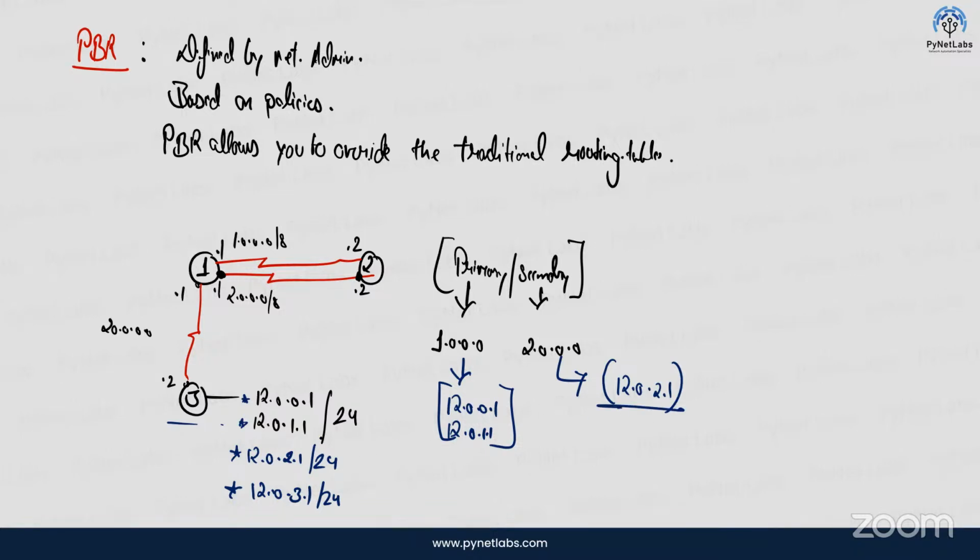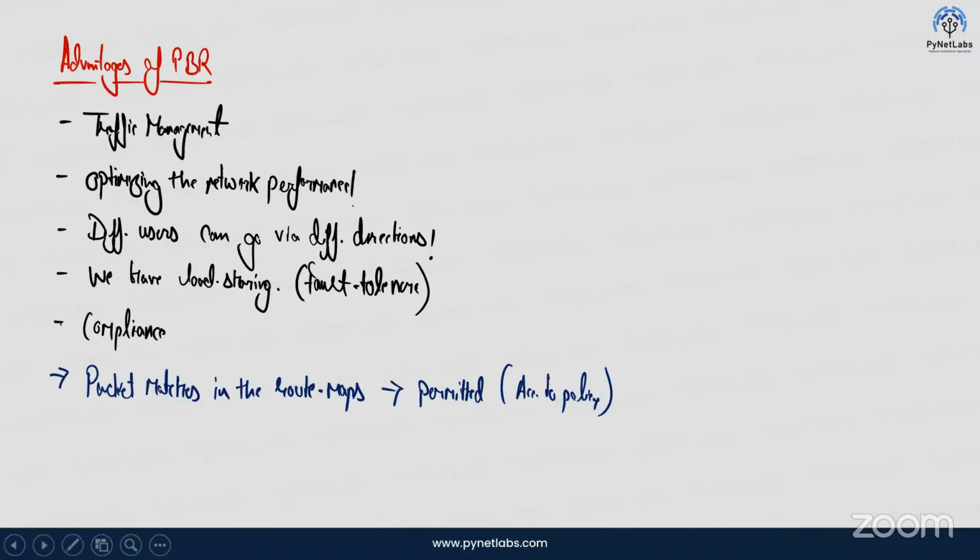Apart from that, if any other network is advertised on router number 3, that traffic will be forwarded via the normal routing routes. That is the point I have mentioned in the next slide: if the packet matches the route maps, then it is permitted according to the policy. If the packet is not matched, then in simple terms we can say it's denied. So that's one thing we have with policy-based routing.